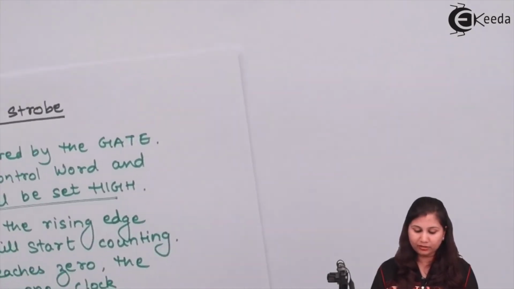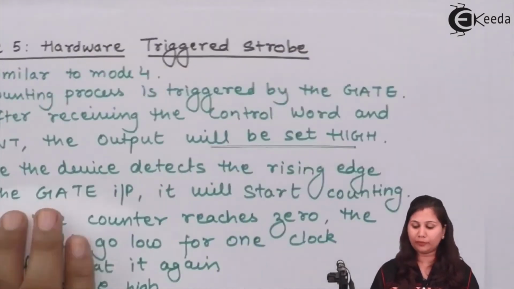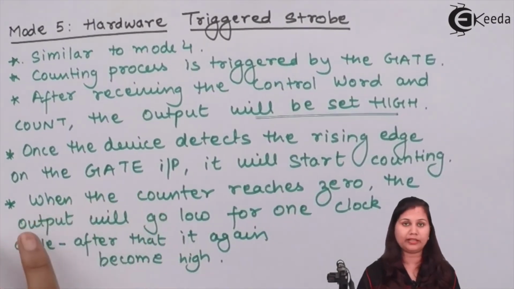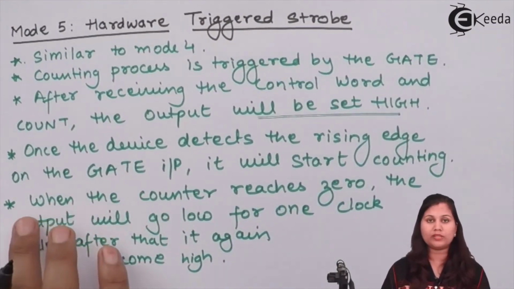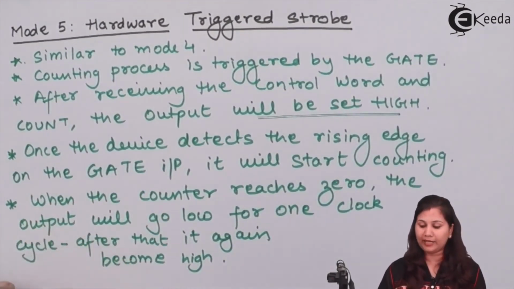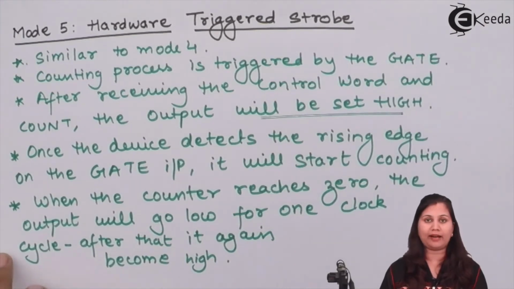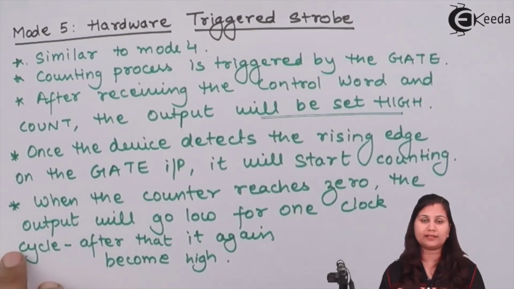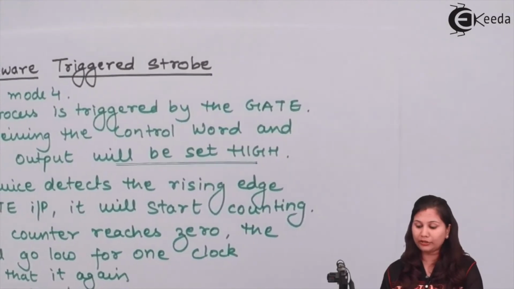So these are the 6 modes of the programmable interval timer 8253, mode 0 to mode 5, and we have seen the timing diagrams of all these 6 modes, so that you can easily understand their working. Now come to the operations which are performed by the programmable interval timer 8253.